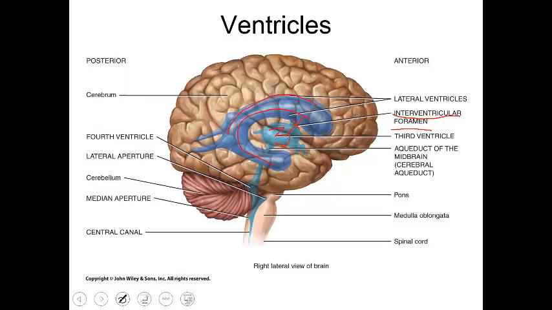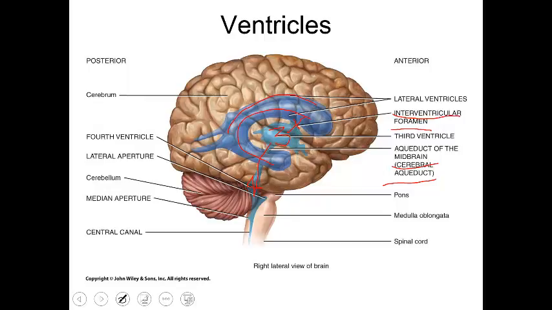Now, there is a fourth ventricle as well. Let's take a look at where the fourth ventricle is. It is right over here. So you have lateral ventricles, you have the third ventricle, and you have the fourth ventricle. Now you have a long tube that connects the third ventricle to the fourth ventricle. So it goes right here. And that is called the cerebral aqueduct. So the cerebral aqueduct is connecting the third ventricle to the fourth ventricle.